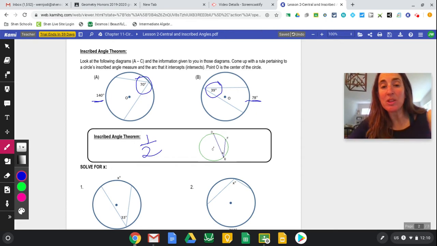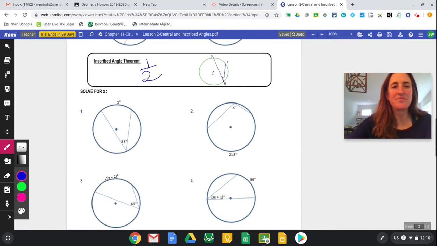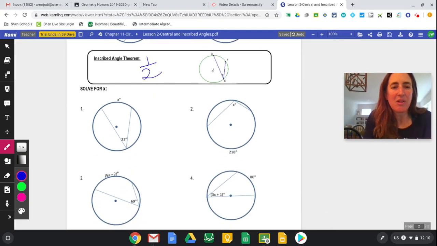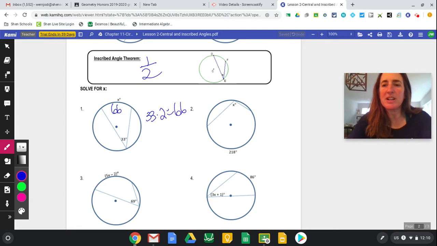In case you want the full theorem written out, you can always print out the PDF of the notes. Okay, so here we go. Now, the angle is smaller than the arc. This angle's 33. So to get the arc out here, I'm going to double it, 66. 33 times 2 is 66. Remember, the angle is half of its arc.